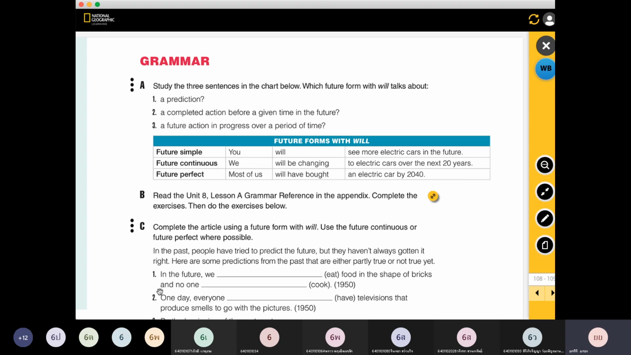So there are 3 major types of future, right? I believe you have known all of them already. We have simple future, future simple. We have future continuous, and we have future perfect. Are you familiar with these things?